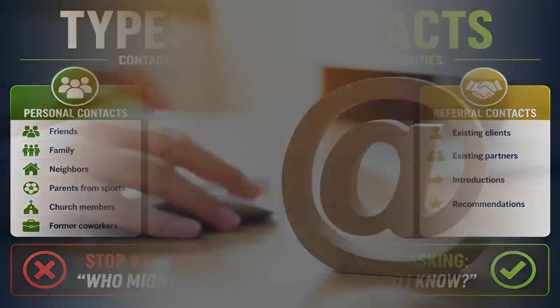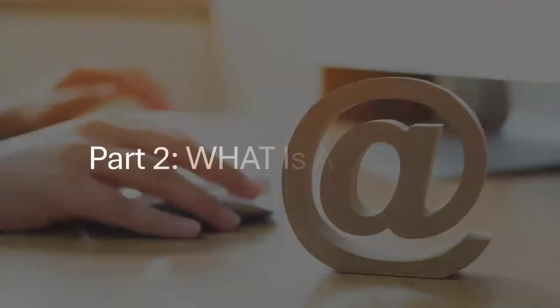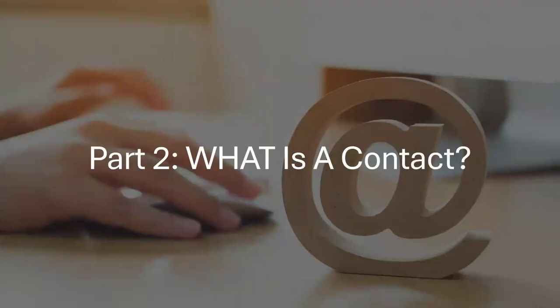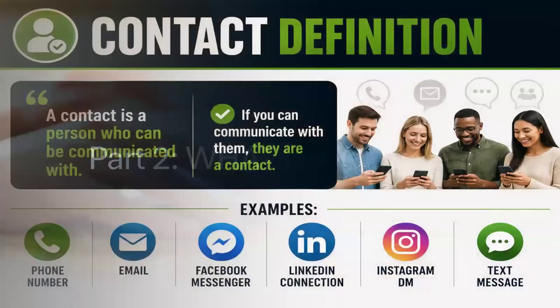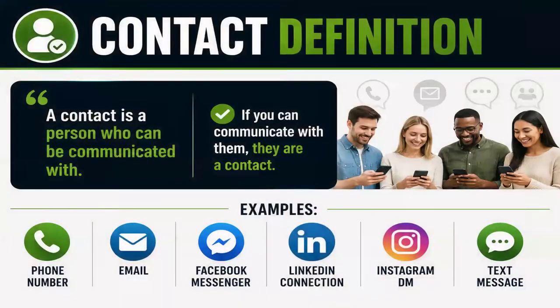Those are the contacts. Next week, we're going to be talking about the communication flow, but you can't communicate with anybody until you have a contact. So what actually is a contact? A contact is just a person who can be communicated with. You don't really know a lot about this person other than they're in the contact stage. If you can communicate with them, they are a contact.